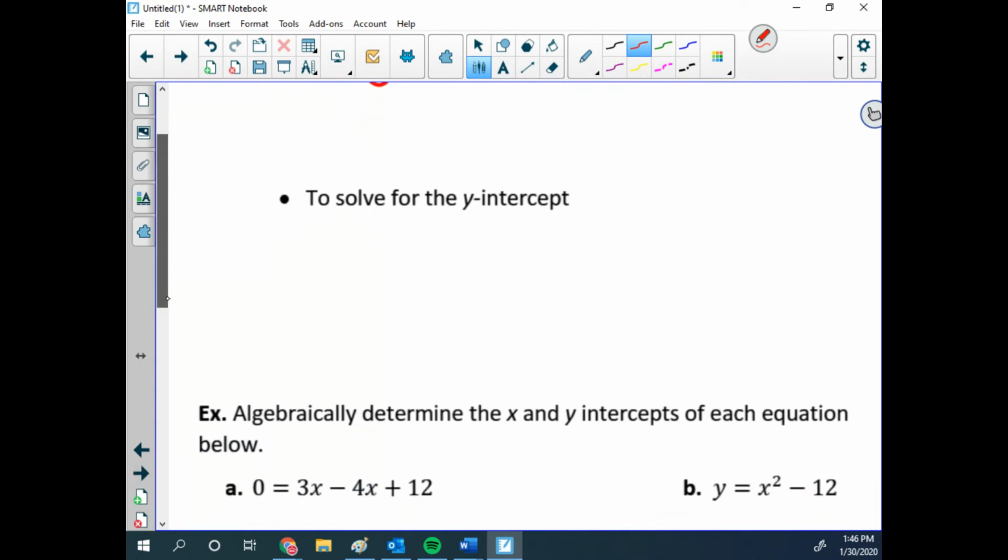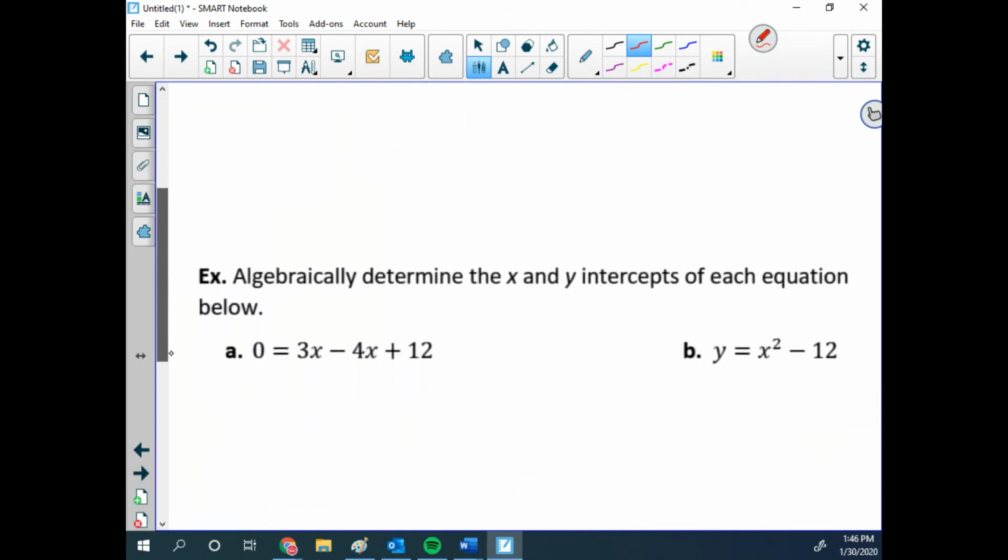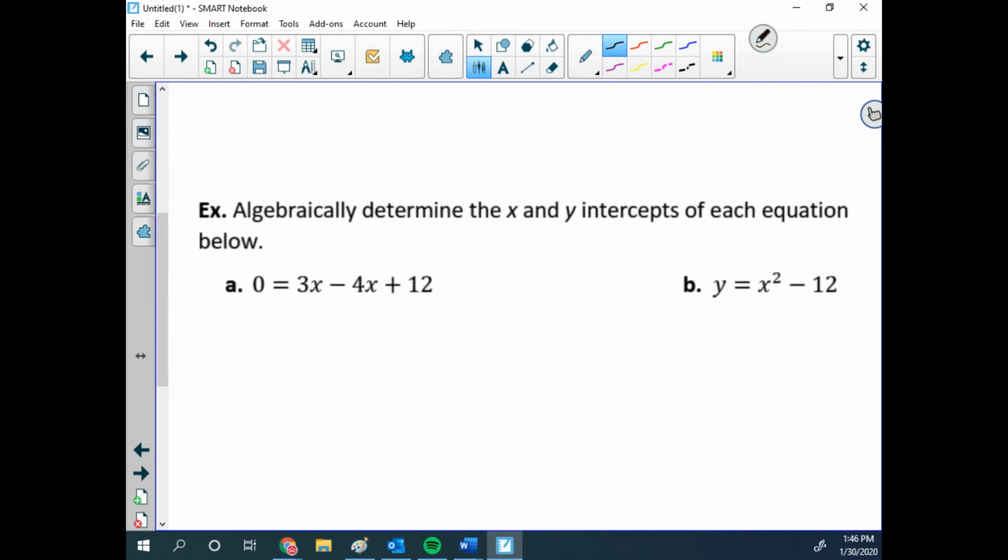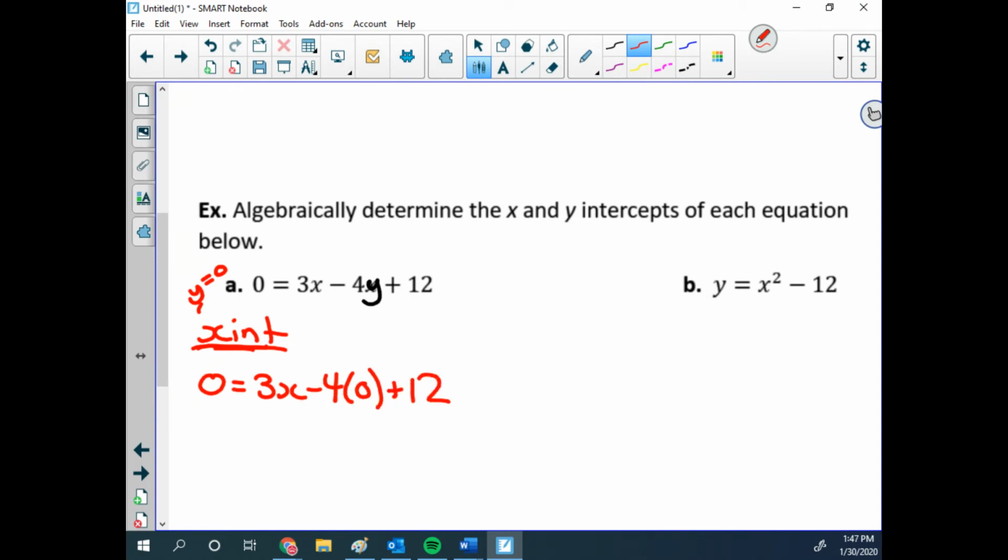My question down here is saying, algebraically determine the x and y-intercepts of each equation. So this should be a y. Let's change that. They are asking me to solve, let's strictly just look at the x-intercept. If I'm solving for the x-intercept, that's where y equals 0. So I will substitute y equals 0 into this equation. So 0 equals 3x minus 4 times y, which we made 0, plus 12. Now, negative 4 times 0 is 0, that's just gone. We don't really need to put a 0 into that equation to manipulate it.